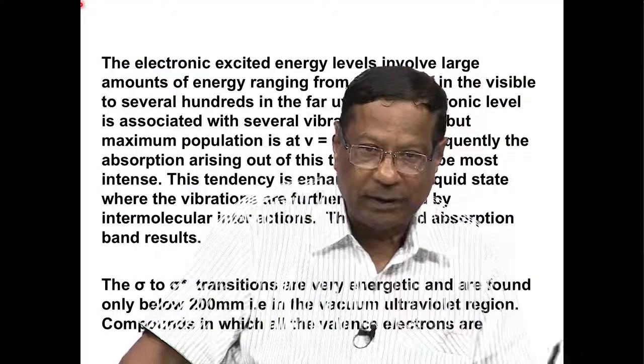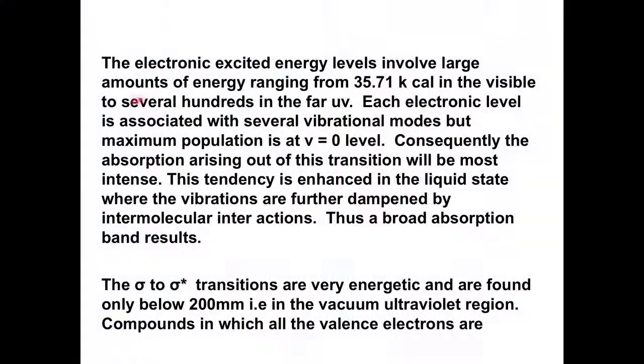I think I had shown you this slide where the electronic excited energy levels involve large amounts of energy, from 35 to 35.7 kilocalories in the visible range to several hundreds in the far ultraviolet range. Each electronic level, we have to understand, is associated with several vibrational modes. That means there are other energy levels which are smaller in size, but maximum population is always at vibrational level 0.